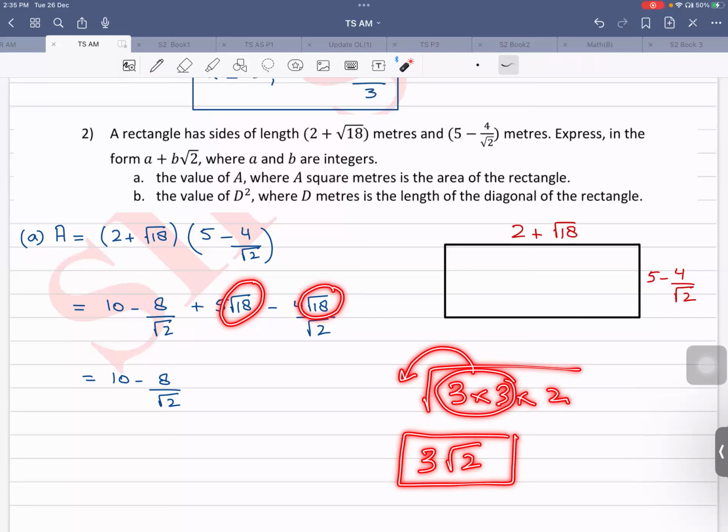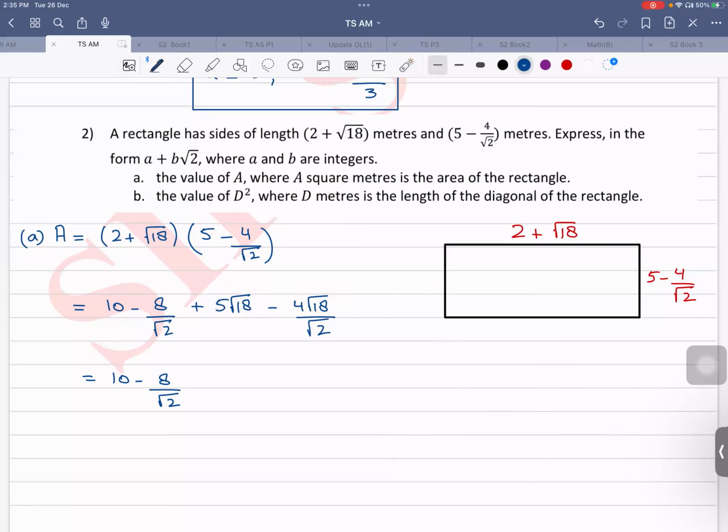Okay? Yes, sir. So it would become 15 square root 2 minus... What will the last term become? If you convert square root 18 into 3 square root 2. 36 square root 2.